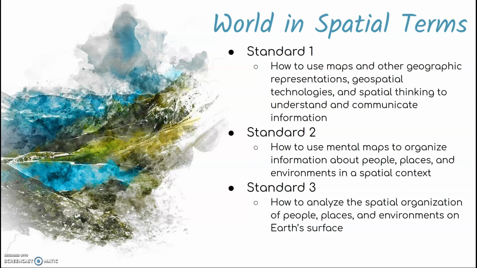So our first set of standards has to do with the world in spatial terms. Standard 1, how to use maps and other geographic representations, geospatial technologies, and spatial thinking to understand and communicate information. So this standard, students should be able to practice and experience how to collect and display information on maps, graphs, and diagrams to acquire, understand, and communicate info.